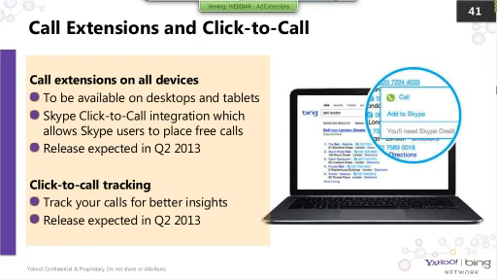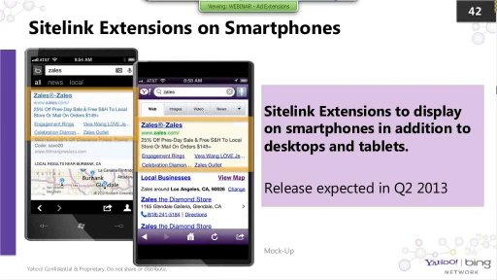And then as far as click-to-call tracking, we'll be enhancing reporting and tracking for click-to-call so you can have better insights into that feature. And that expected release is also Q2 of 2013. And finally, site link extensions to display on smartphones. In addition to the other devices, we expect to see that also second quarter of this year.